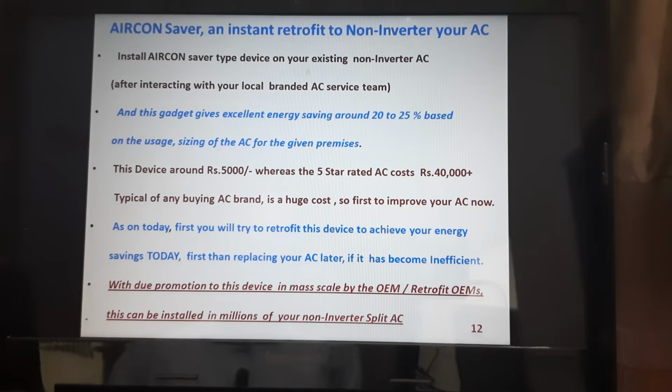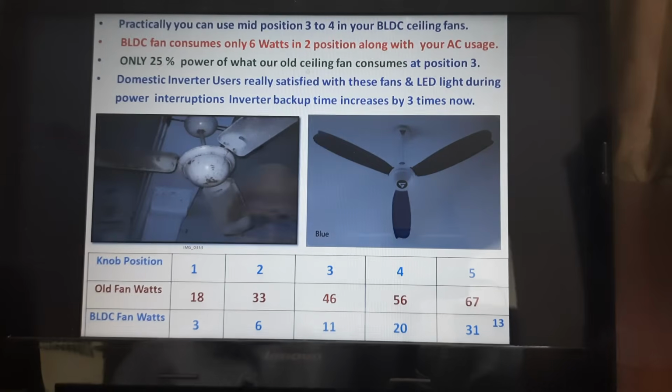With due promotion of this device on a mass scale, either by the OEMs or the retrofit OEMs, on the existing non-inverter type air conditioners, all the old type air conditioners, this can be an excellent retrofit. Millions of non-inverter air conditioners can save around 20 to 25% energy. That is very much possible now, and proven track records are there.